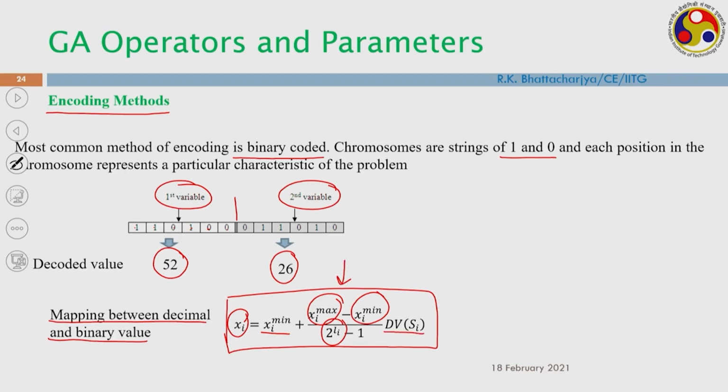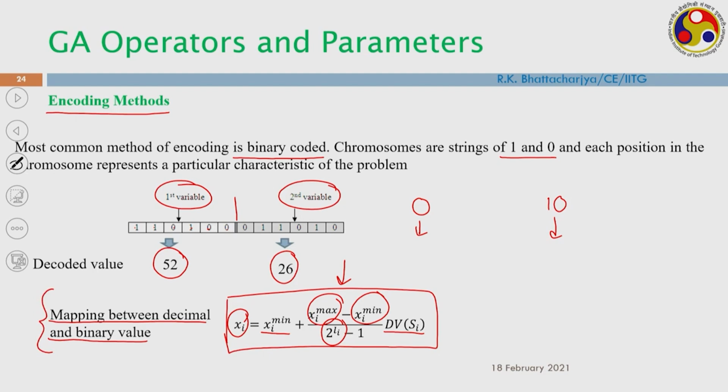Depending upon the length of the string, if you increase the length of the string, then your precision will increase. Suppose I would like this variable to have a lower bound of 0 and an upper bound of, suppose, 10. Then depending upon the string you use, if you are using all zeros, you will get the lower bound, and if you are using all ones, you will get the upper bound with this mapping.